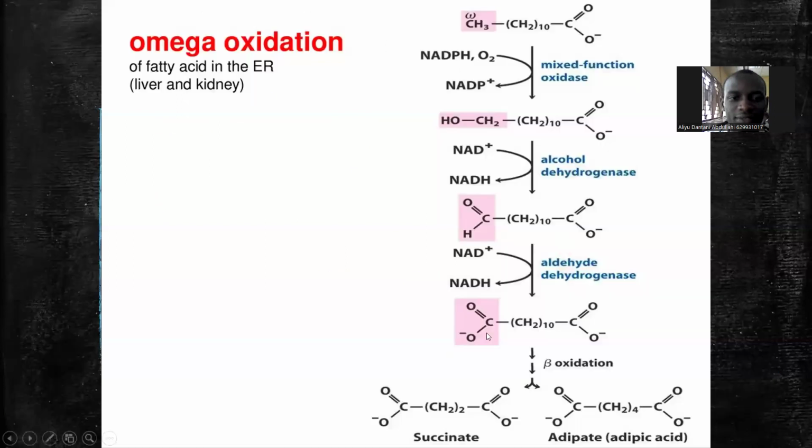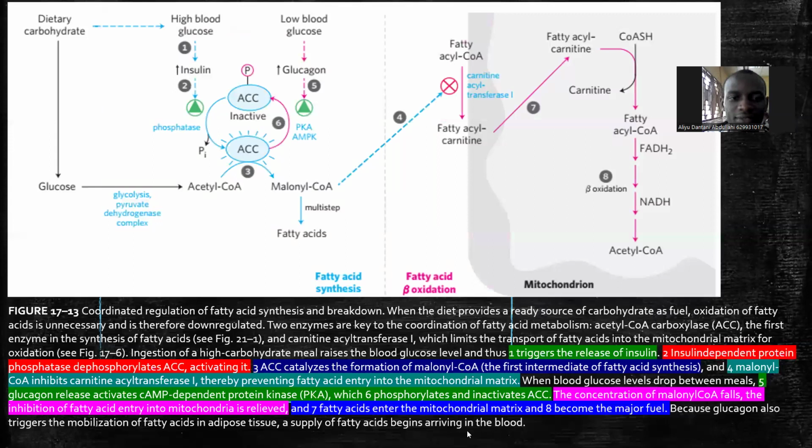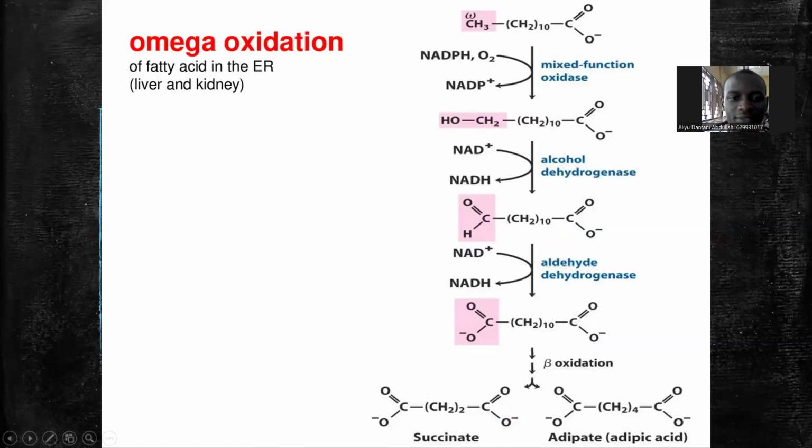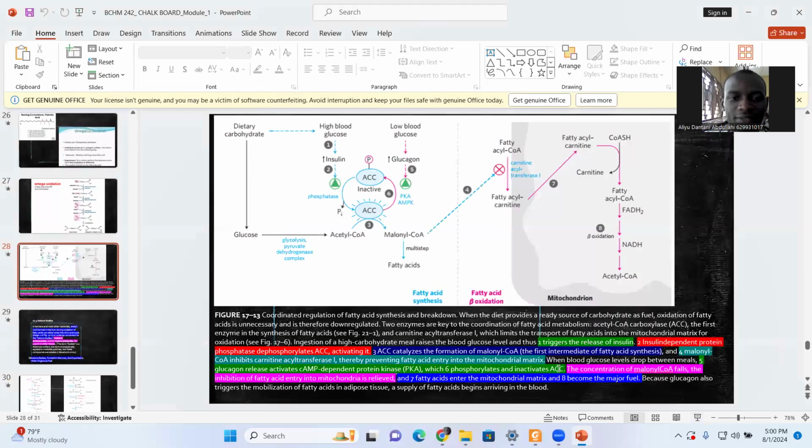And the moment you have this, it means beta oxidation can occur. This will now be activated to go ASH and the beta oxidation will occur. In the end, you end up with an adipic acid, right? And succinate. Succinate can go into the TCA cycle. It can also be converted to succinyl-CoA and converted back to glucose through the gluconeogenesis pathway.